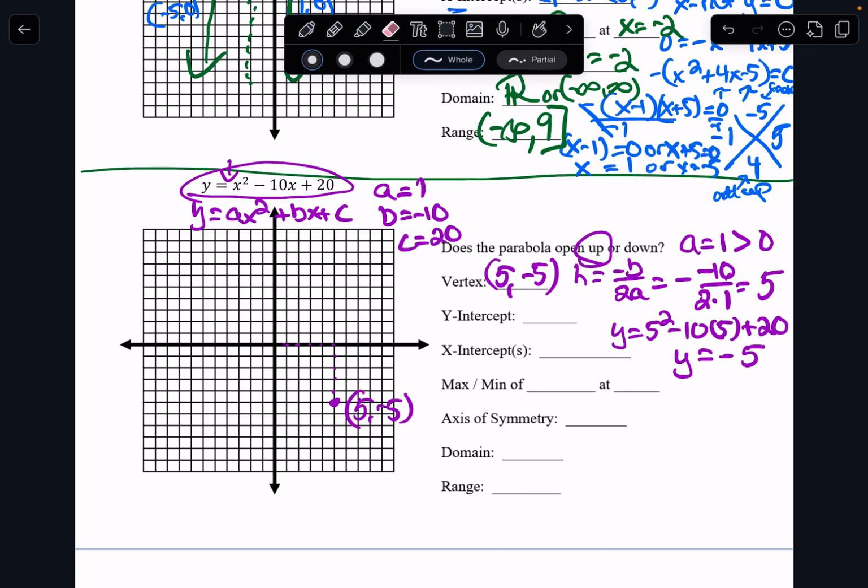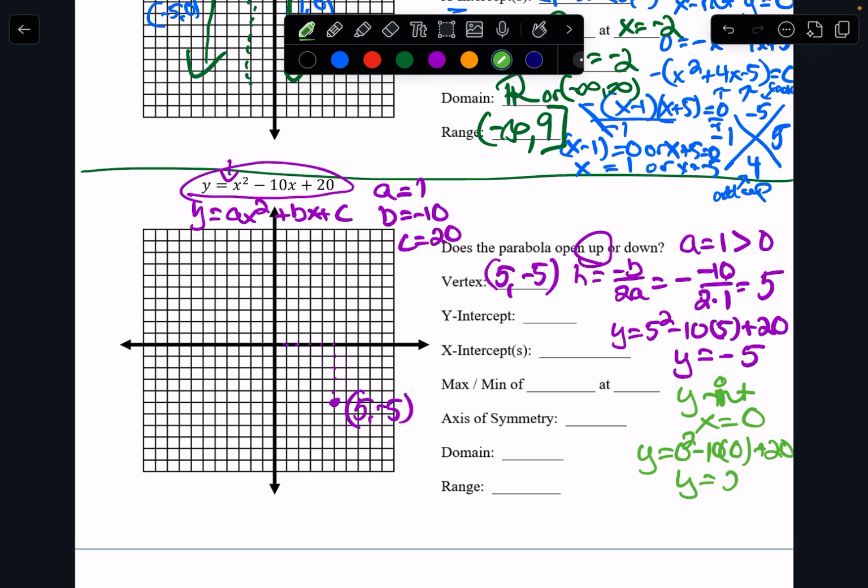Okay, next we need our y-intercept. So that means that we're going to set x equal to 0. So y equals 0 squared minus 10 times 0 plus 20. y equals 20. 0, 20. Well, that's going to be interesting. That's actually something that we're not going to be able to graph on here because we're going to go way over. This goes only to 10.